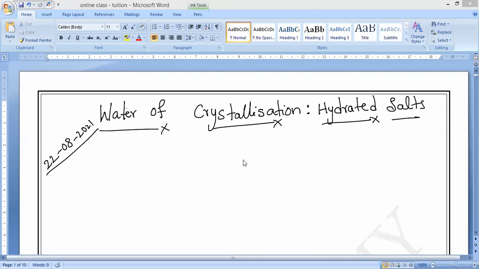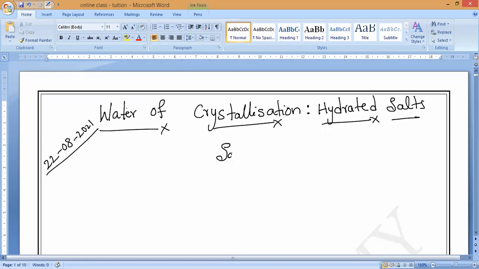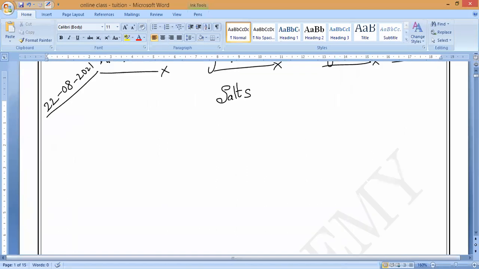So, as we come to know here, what do you mean by water of crystallization? We will study water of crystallization only when we are studying about the hydrated salt. First, I need to say, if we take the salts, all the compounds are classified into three categories: acids, bases, and salts. Now these salts are again classified into two types.